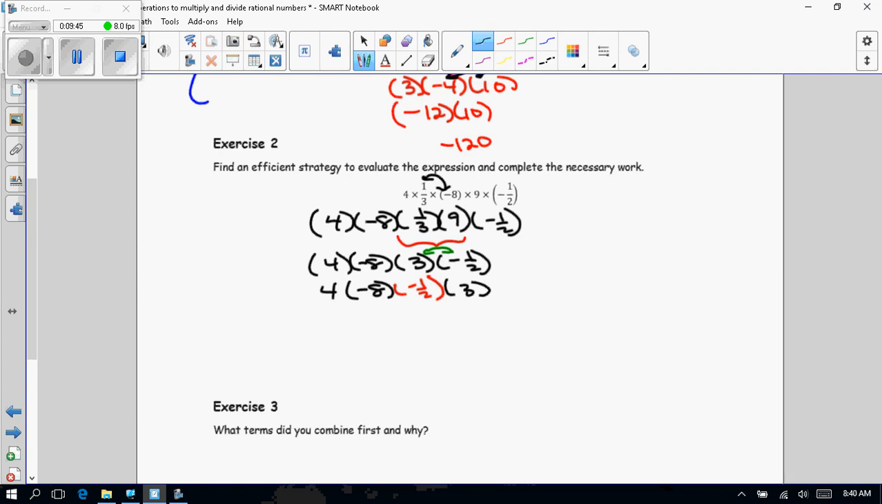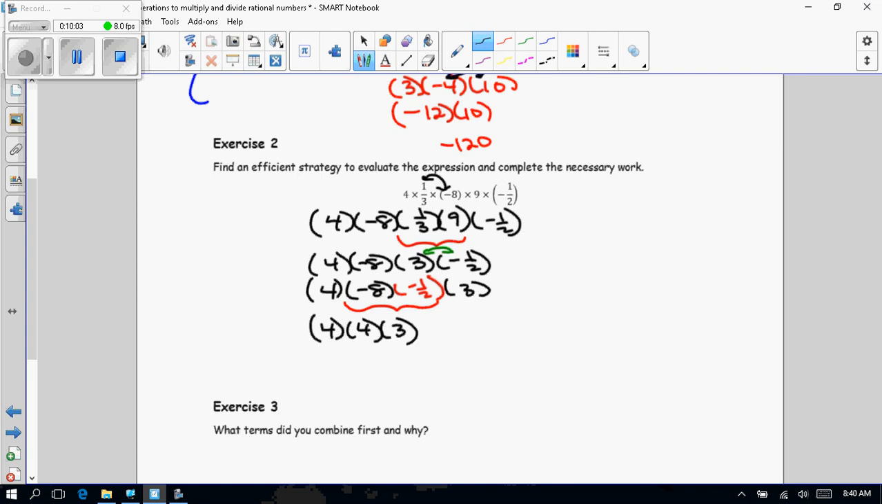And the reason I want to do that is because it's pretty easy to take a half of an 8. So I'm going to leave my 4. And half of 8 is 4. A negative times a negative is a positive. And then I've got my 3.